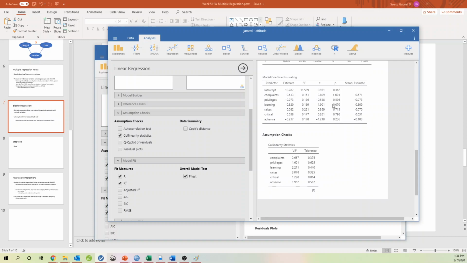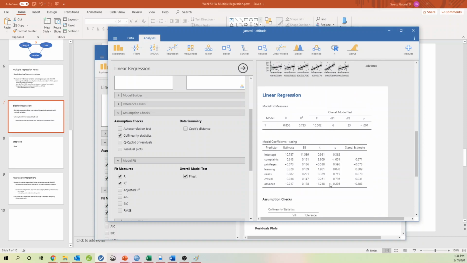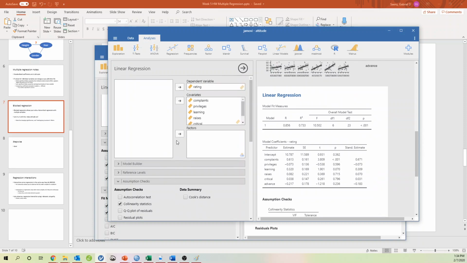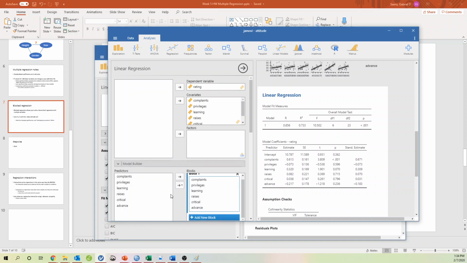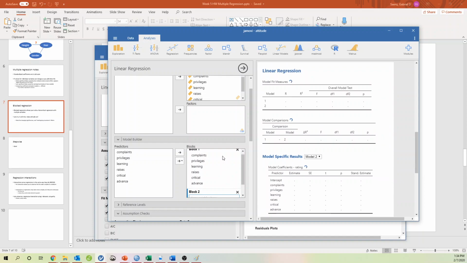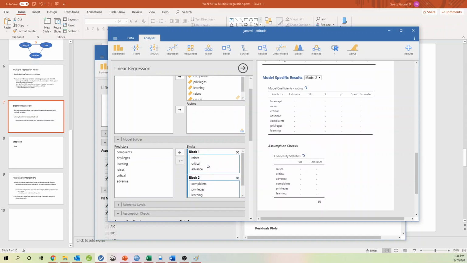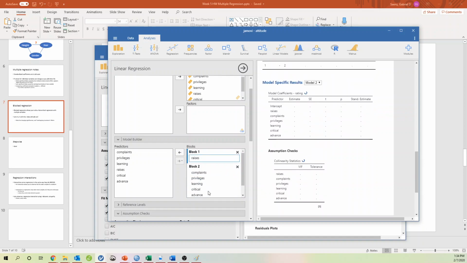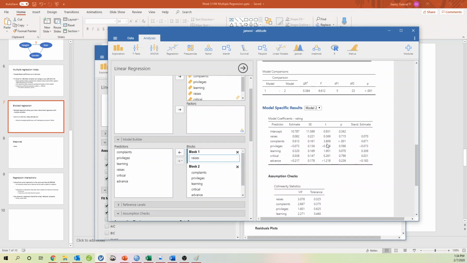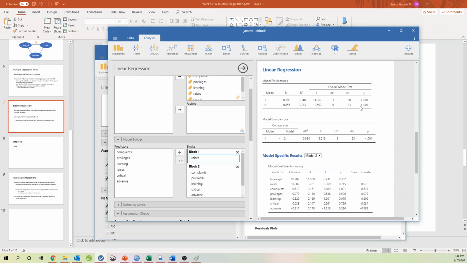So let's do this same analysis, but we're going to do it hierarchically, and you'll see the differences. To do that, we're going to go to the model builder, and we're going to add a block. And we're going to take all of the variables except raises, and we're going to say, raises, you get all the opportunity to be significant first. So what does that do? Raises didn't become more significant, but instead we got this extra line here in the model fit and a model comparison thing here. What's going on?